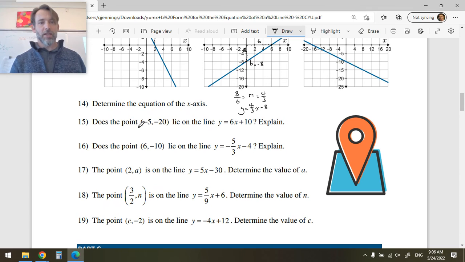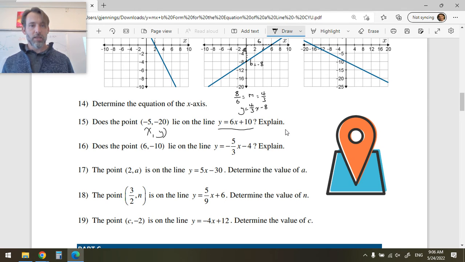So then we'll have interesting problems like, does the point negative 5, negative 20 lie on this line? And we want to be able to explain why. Well, we can do a couple of things. We could graph this line and then test and see if it does. Or we can also just check algebraically. If this is the point x, y, and we're interested in this point negative 5, negative 20, we can check and see if that lies on that line.